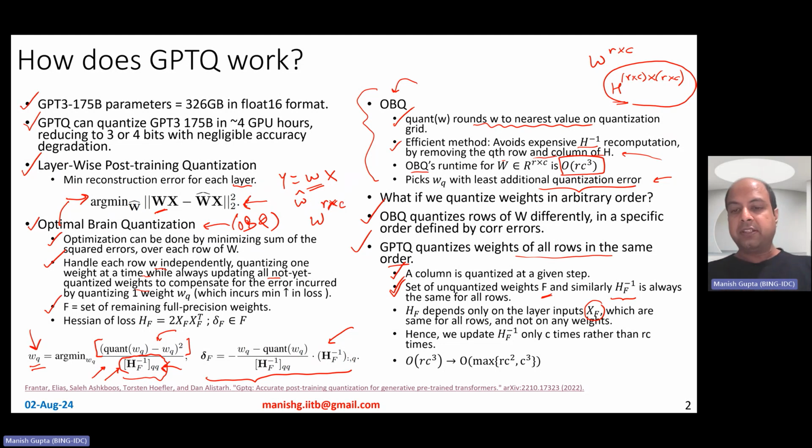Now, doing this column by column means that you need to update your Hessian weight matrix not for every weight that you quantize, but only C times, only the number of columns times in your weight matrix. So this reduces the complexity of the overall method. It makes it much, much faster.